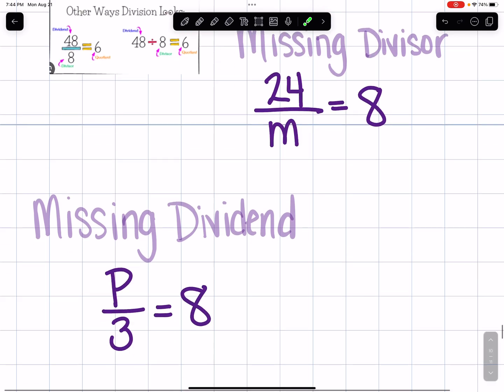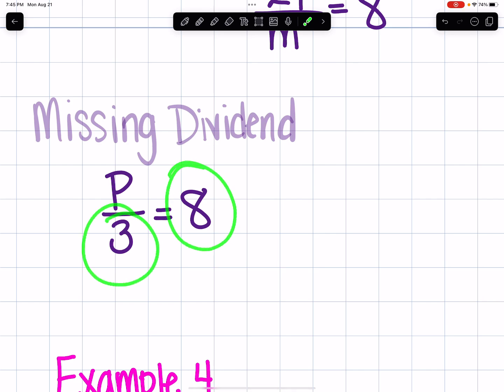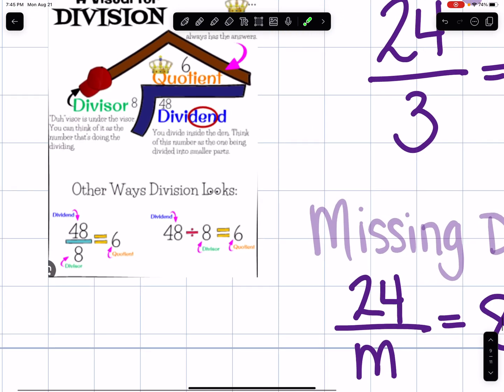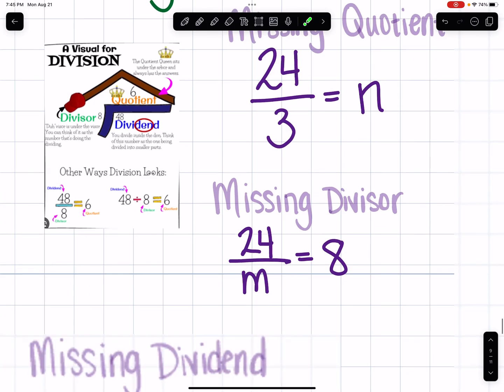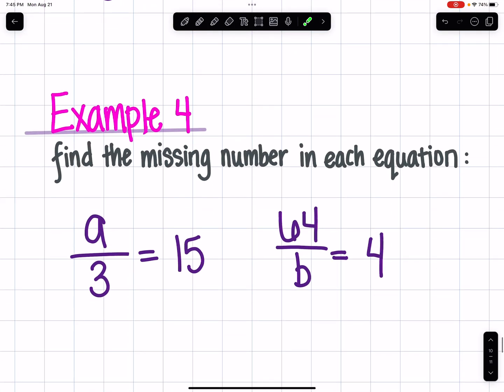Okay? And then to find a missing dividend, all you do is multiply the quotient by the divisor. So let's look at the picture. If the dividend is the one that's missing, you multiply the other two. Okay, let's do some examples because this can be a little tricky.